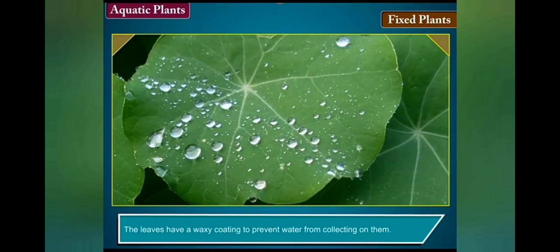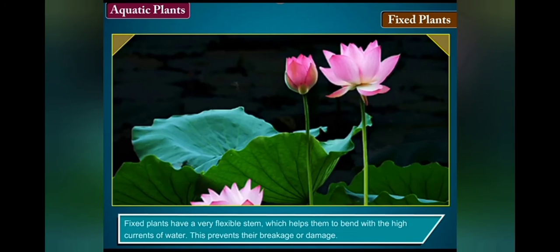The leaves have a waxy coating to prevent water from collecting on them. So fixed plants have a very flexible stem which helps them to bend with the high current of water. This prevents their breakage or damage.